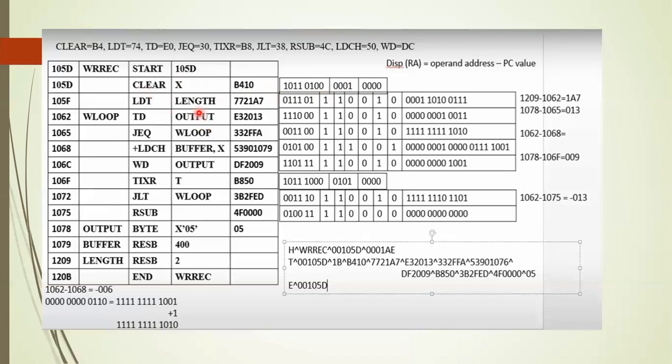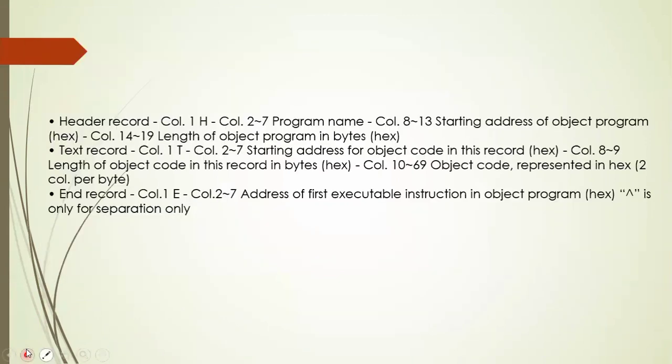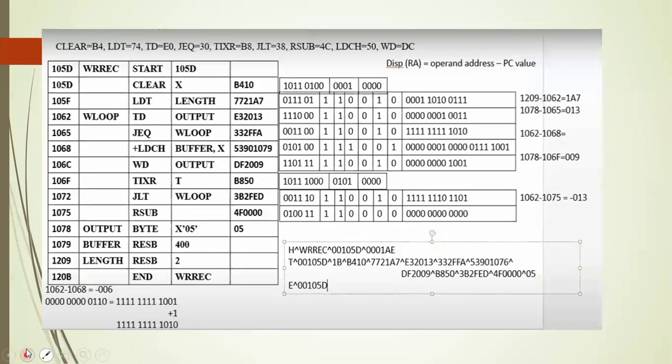We'll come to the length. Length is again instruction format 3. So instruction format 3, as discussed, the format will be in this form. That is, the opcode will be 6 bytes and NIXBPE will be again other 6 bytes, and the next 12 will be the displacement. So we should represent the length in the form of a format 3 instruction.